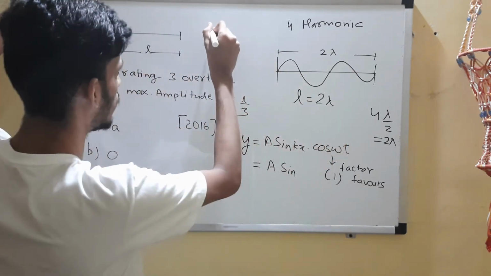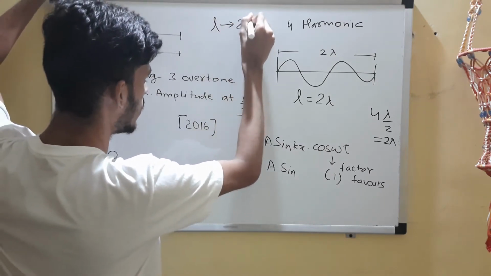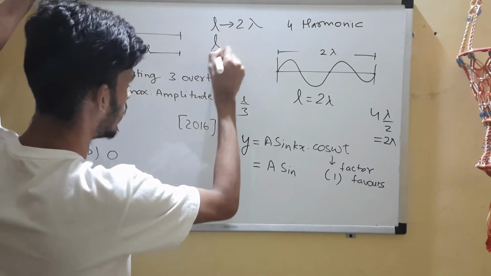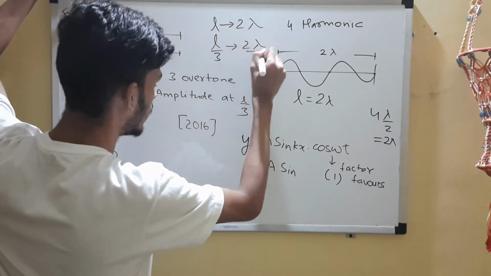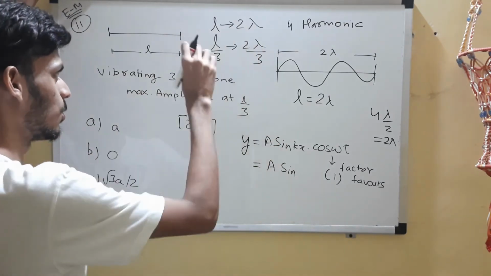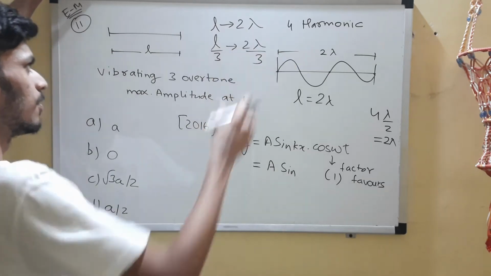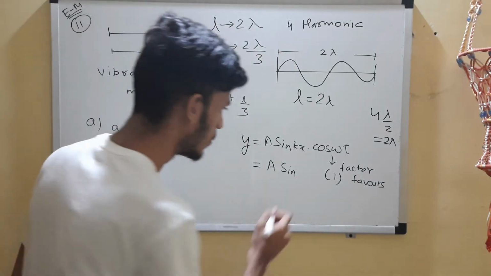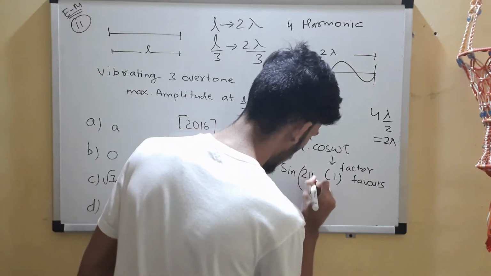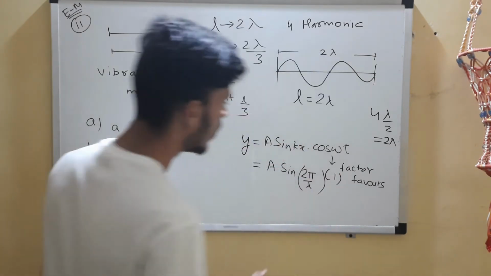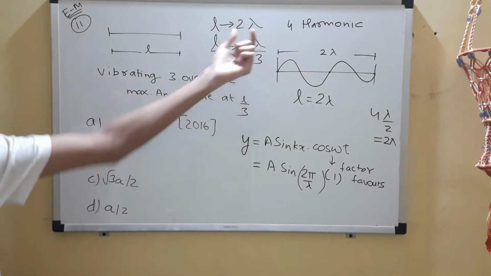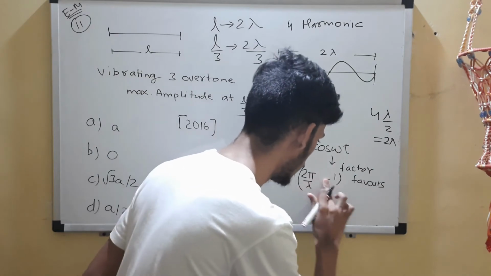First of all, we know that this length corresponds to 2 lambda. Then for L by 3 it will be 2 lambda by 3. All clear? Length corresponds to 2 lambda, so for L by 3 it will be 2 lambda by 3. So just substitute the values over here. K will be 2 pi by lambda, and we want the amplitude at a distance L by 3, which corresponds to 2 lambda by 3.